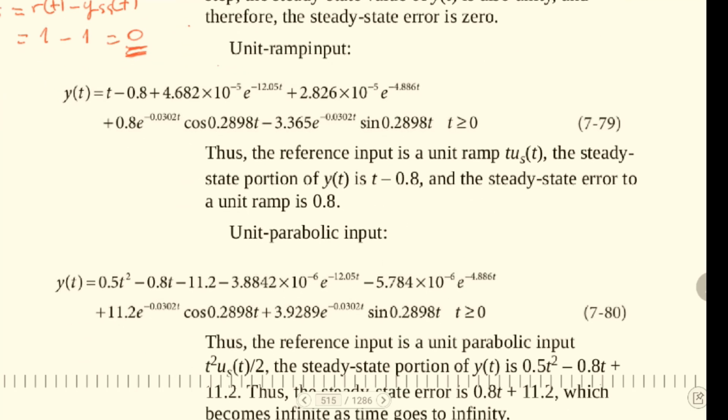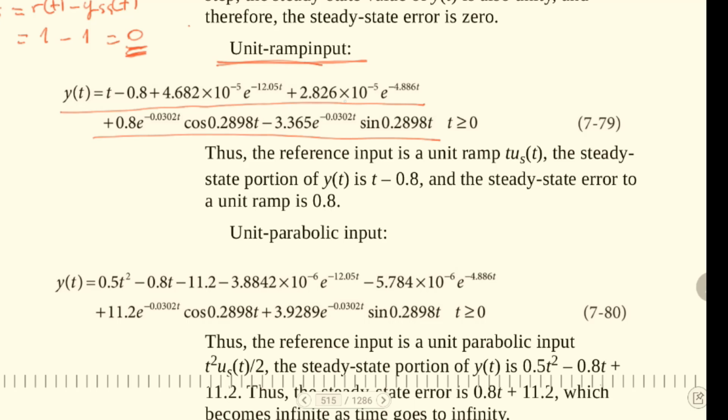Let's continue with the unit ramp input. This is the time response for the unit ramp input. When t approaches infinity, this term will be 0, this term will be 0, this term will be 0, and this term will be 0. What is the remaining part? y_ss will be equal to t minus 0.8.